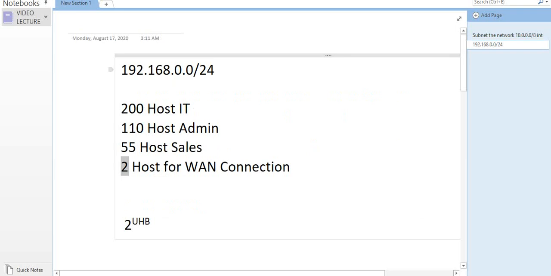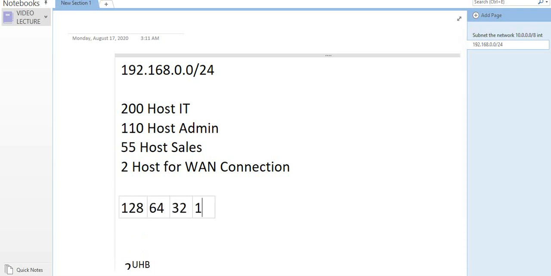So that is our IP address, 192.168.0.0/24. With that /24, we have 24 bits that are the network portion and 8 bits that are the host portion. So we're just going to put those 8 bits right there, like we always do: 128, 64, 32, 16, 8, 4, 2, and 1. I can just put it like this, and I put my zeros right there.